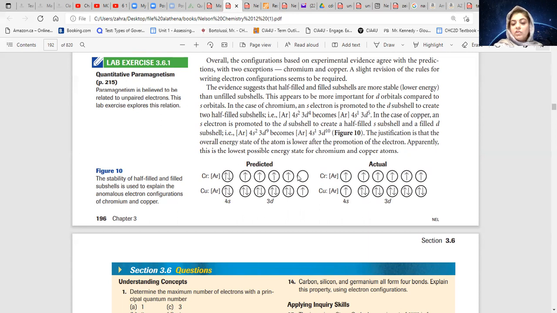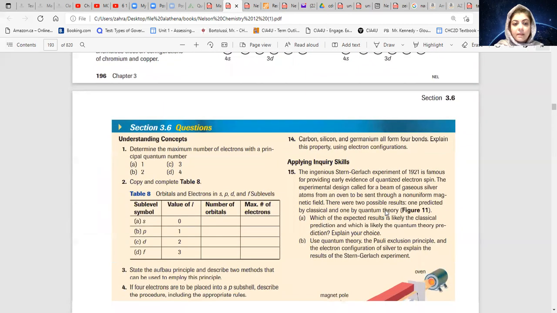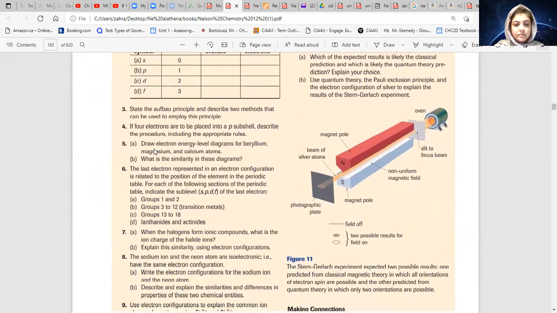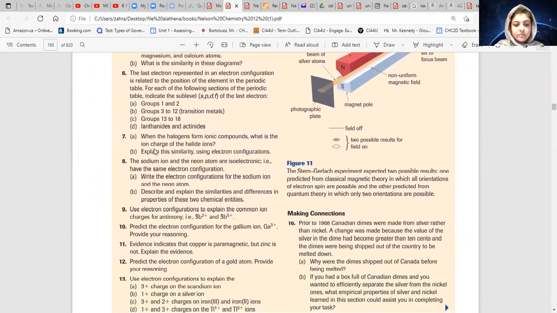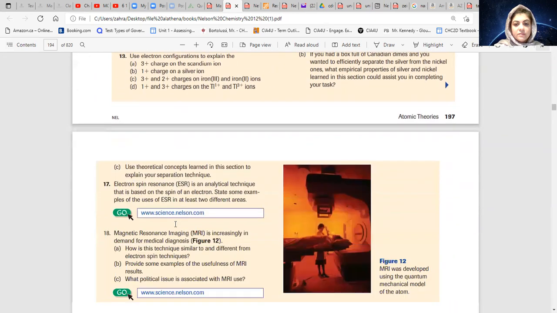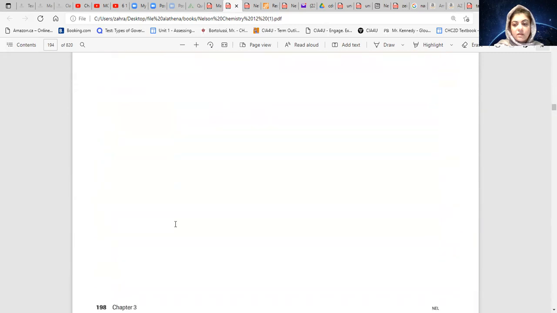Anyway, when you have 1 electron to be half filled, or you need 1 electron to be fully filled, you have to borrow it and make it stable. And these are exceptions that you need to know. For these questions, you can do number 2, number 9, 10, 13. And that's it.